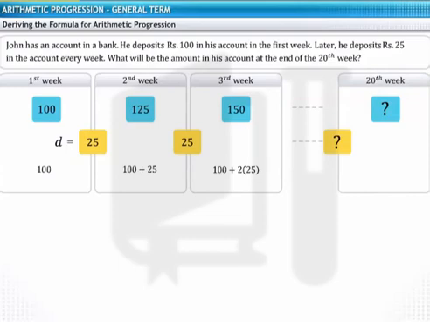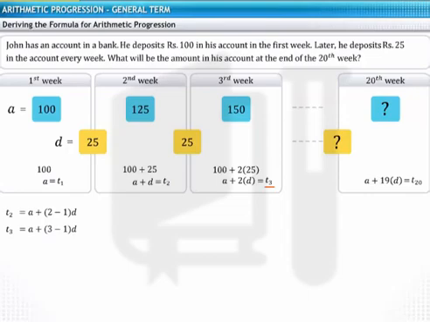Let John's savings in the first week, that is, the first term in the sequence, be A. In this problem, 100 equals A. The common difference, 25, equals D. As you can see from the table, the general form of AP is A, A plus D, A plus 2D, and so on. If you denote the first term, A, as T1, the second term, A plus D, as T2, the third term, A plus 2D, as T3, and so on, then you get T2 equals A plus 2 minus 1 multiplied by D, and T3 equals A plus 3 minus 1 multiplied by D.